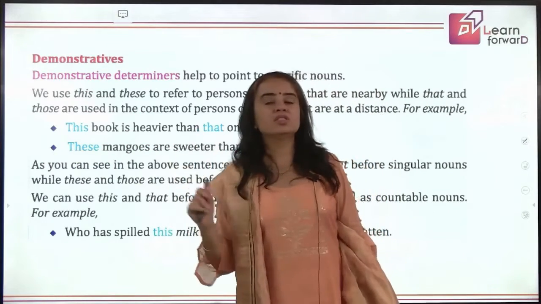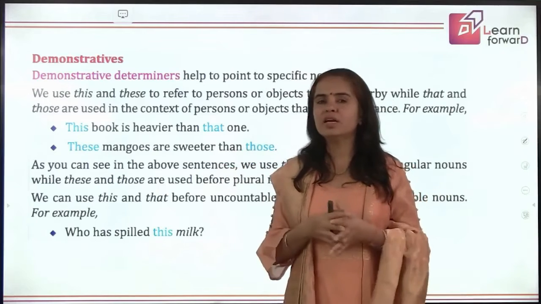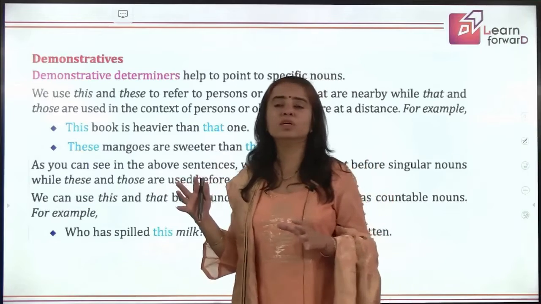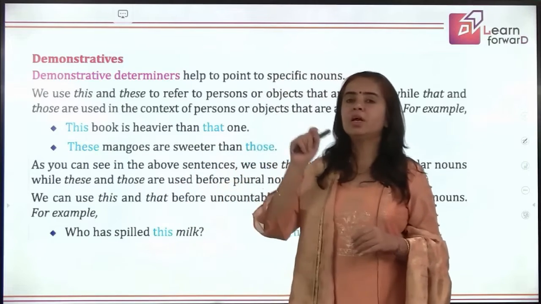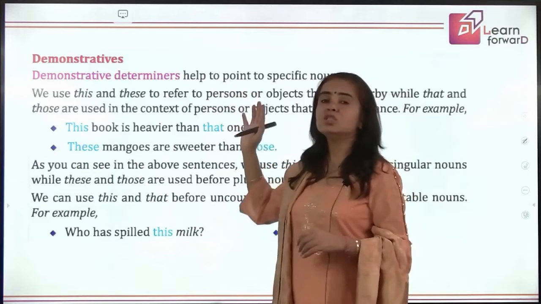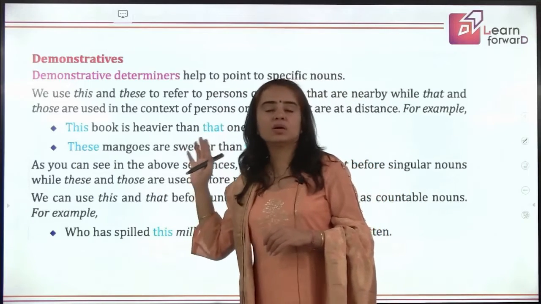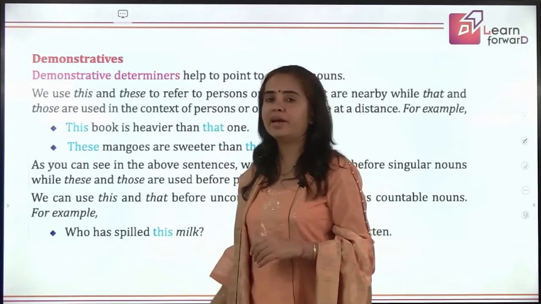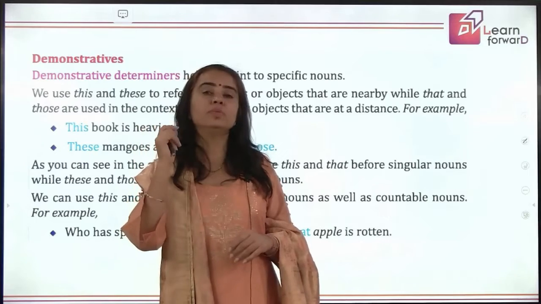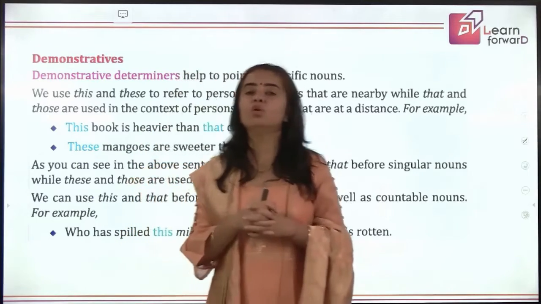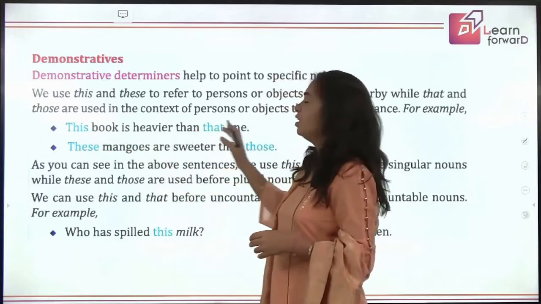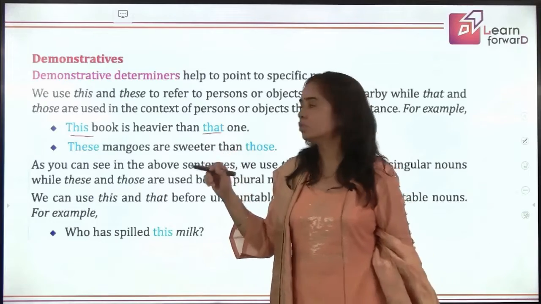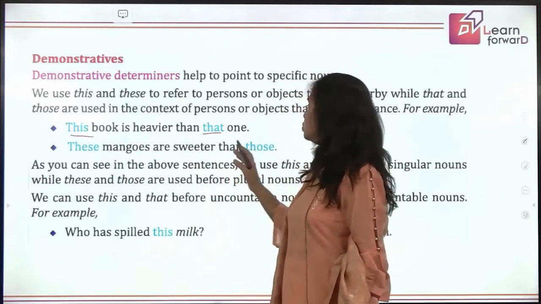Now coming to the next, demonstratives. And what are demonstratives? We have done them in adjectives, we have done them in pronouns also. Demonstratives are the words that are pointers, that point out something. So we just have this, that, these, those. But as a determiner, what you have to remember about demonstratives or any other kind of determiners, I've told you that they should be adjectives. That means they are always followed by a noun. So this book is heavier than that one. This, that, these are determiners here. These are demonstratives. These mangoes are sweeter than those.